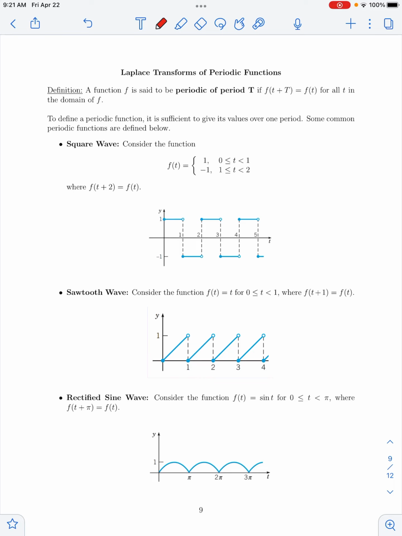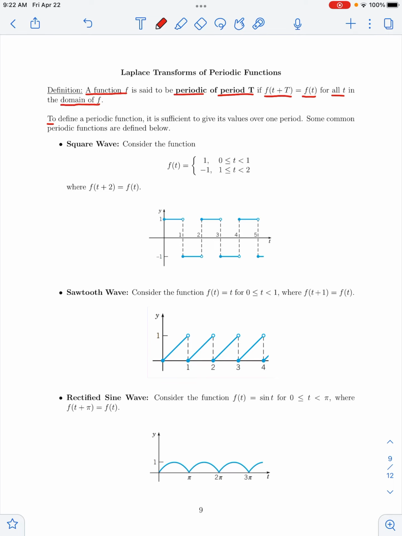So let's start with a definition. We would say that a function f is periodic of period capital T if f of t plus capital T is equal to f of t for all values of t in the domain of our function. And we're familiar already with some basic periodic functions. For instance, the sine and cosine functions are periodic with period 2 pi. And the tangent function is periodic with period pi.